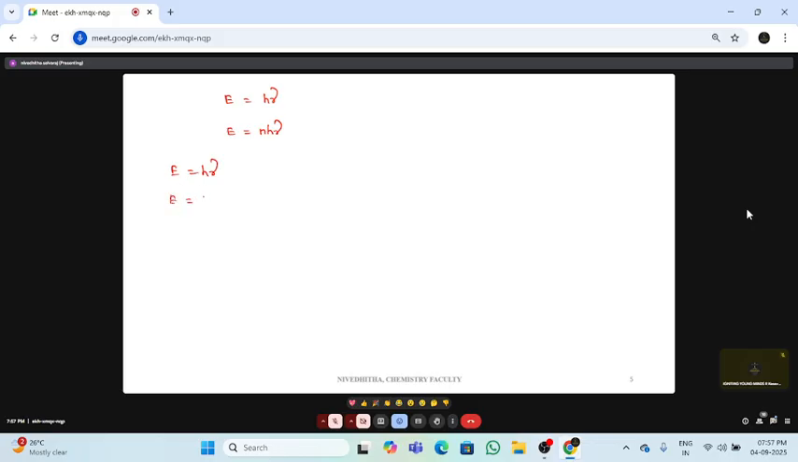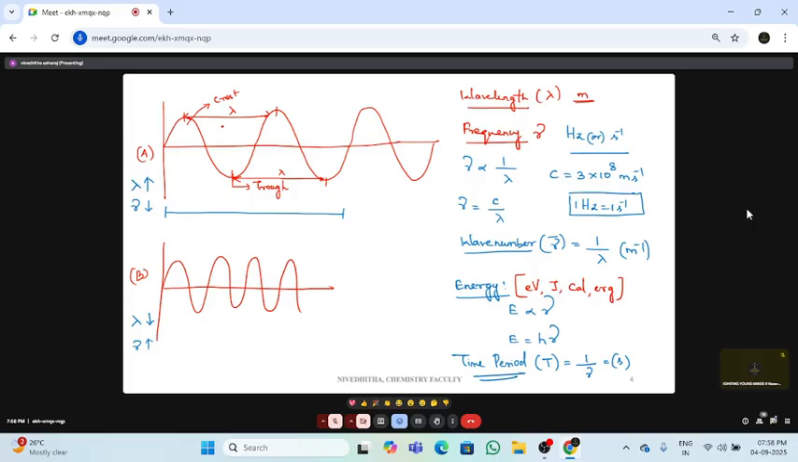Energy is equal to h into, in terms of wavelength, nu can be written as c by lambda. Right? Energy is equal to h into c into 1 by lambda. 1 by lambda can be written as, what is the reciprocal of wavelength? It is not frequency. Reciprocal of wavelength. Wave number. Very good. It is wave number.